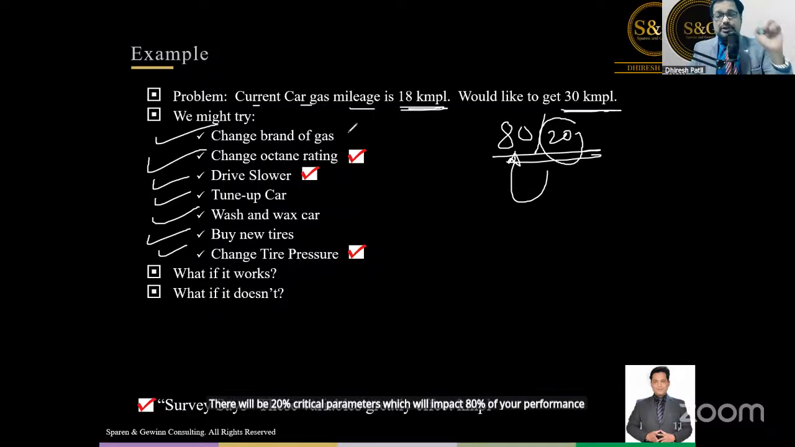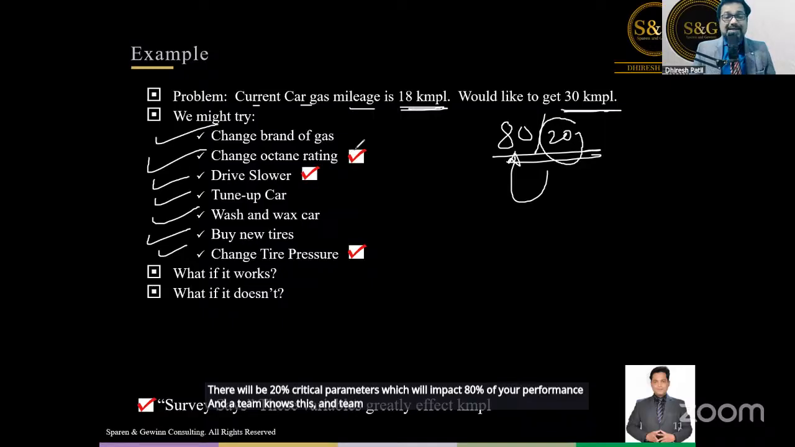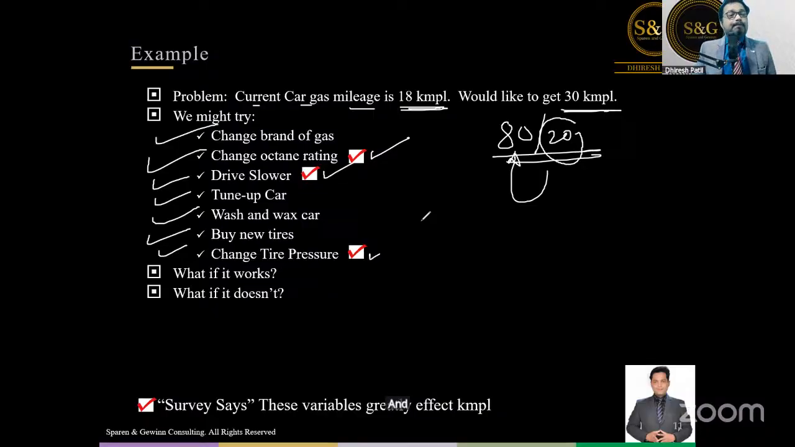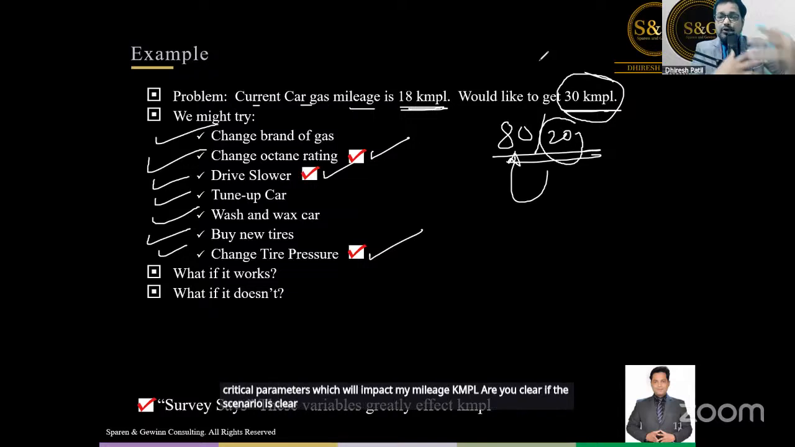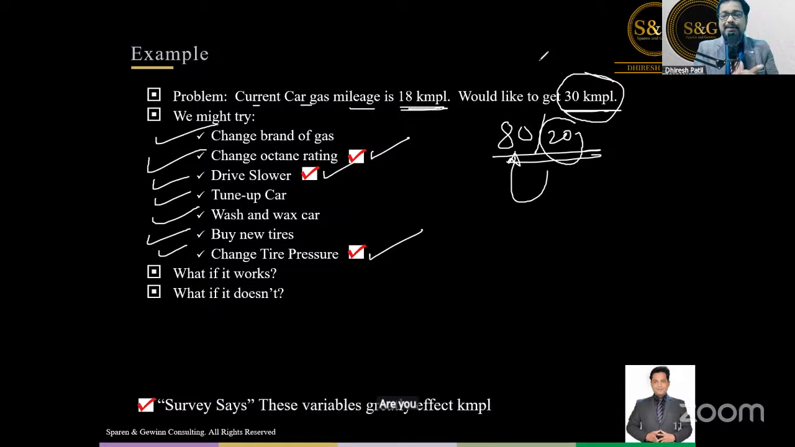And the team knows this, and the team identifies the three most critical parameters. One is the octane rating, second is the speed of the driving, which means slower driving, and third is the tire pressure. So they identified these as the three most critical parameters which will impact my mileage, kmpl. Are you clear? The scenario is clear, and they want to do the experiment with these three factors. Are you clear with this? Just type yes in the chat box.